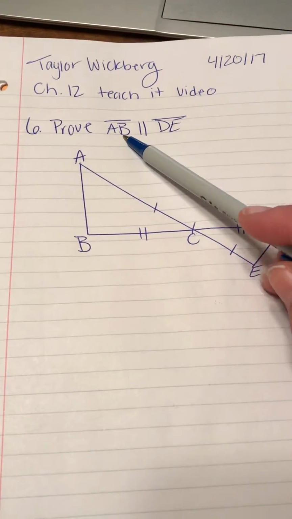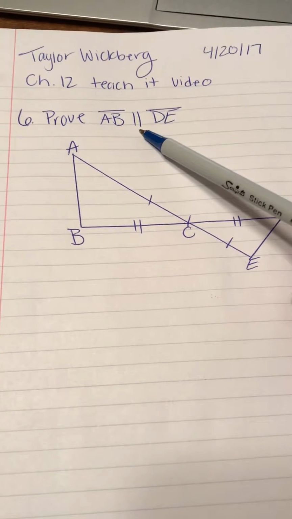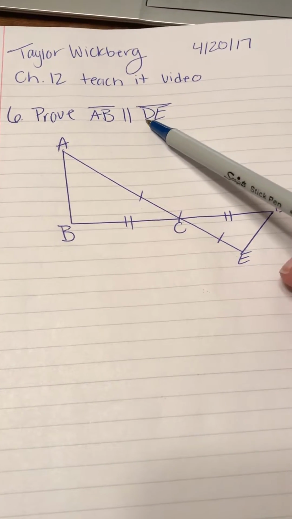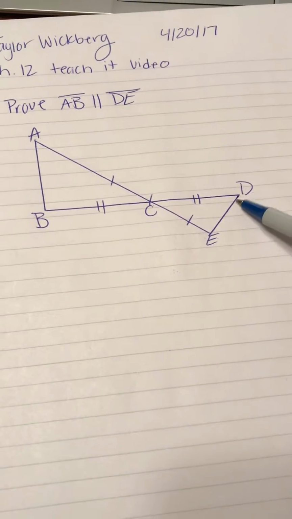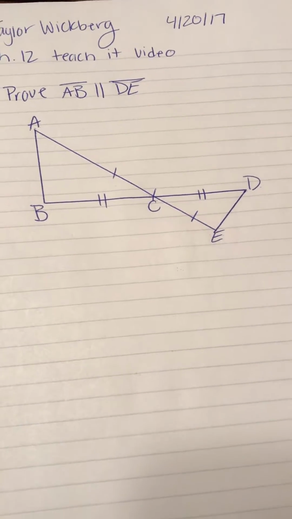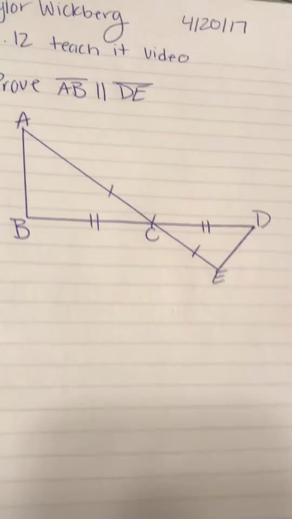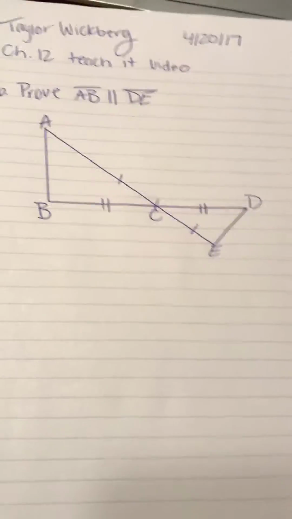So we have to prove that line AB is parallel, this is a sign for parallel, to line DE. So AB is here, DE is here. Now in the original drawing in the book, they look more parallel than they do in my drawing.